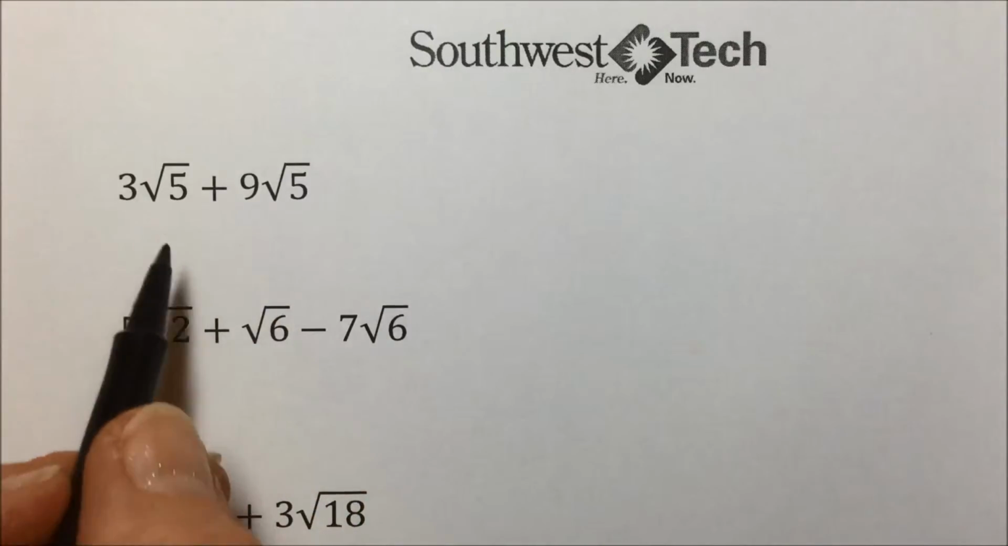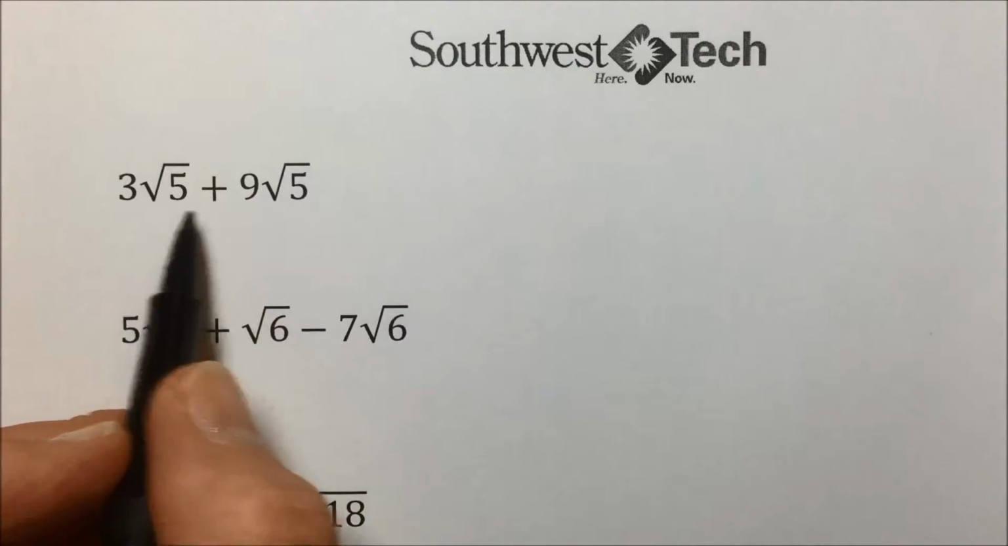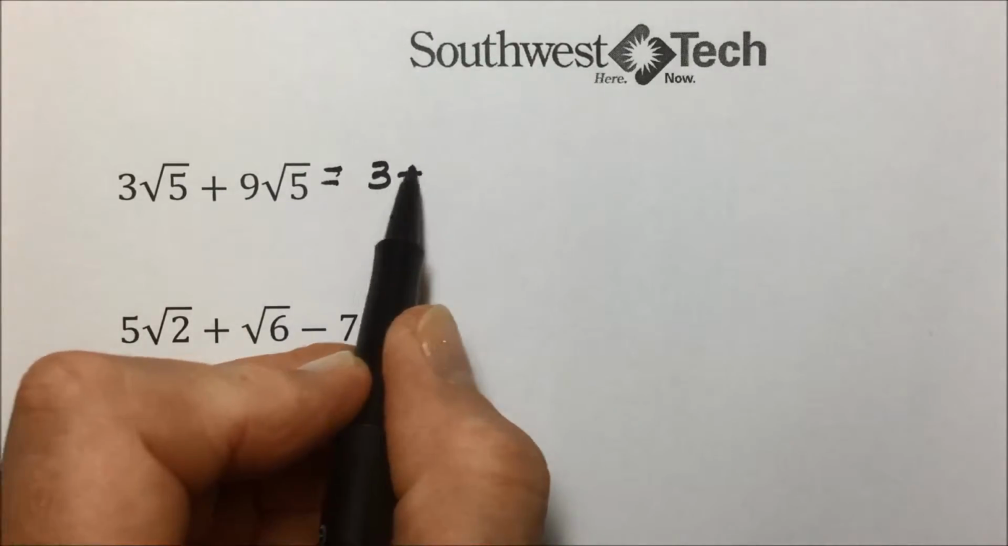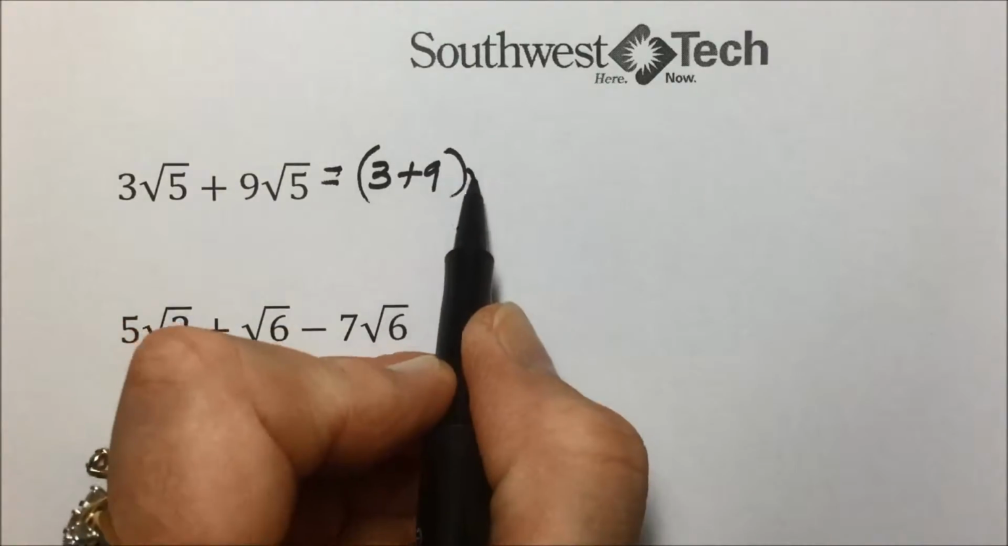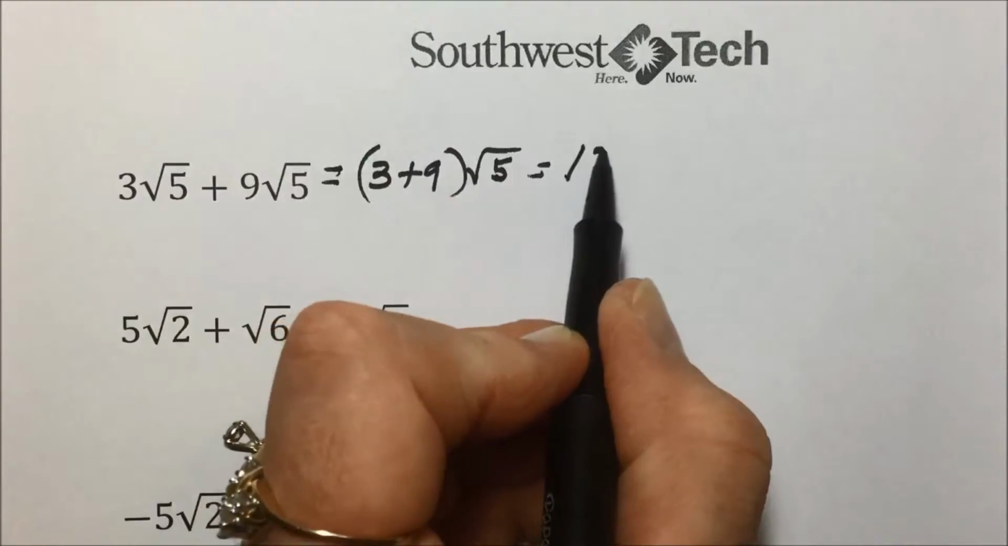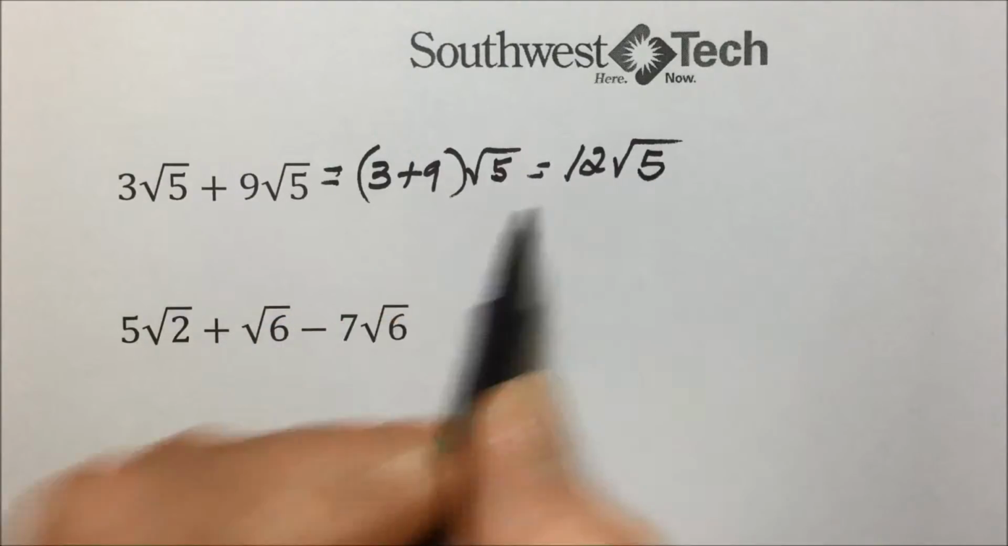We treat it the same way because of the condition of our like radicals. 3 plus 9 times the square root of 5, and in place of 3 plus 9, of course, we would put a 12 times the square root of 5.